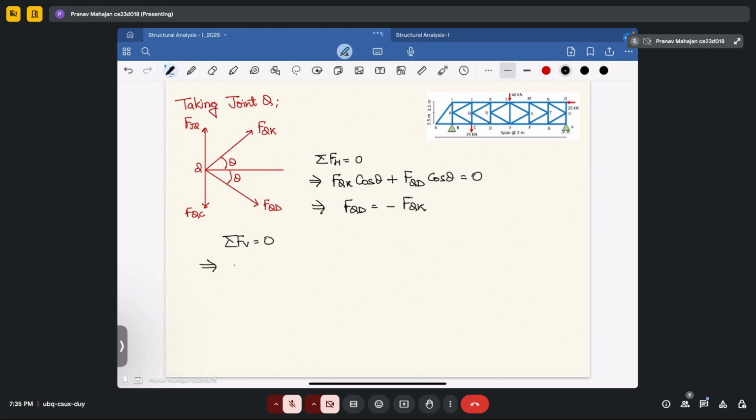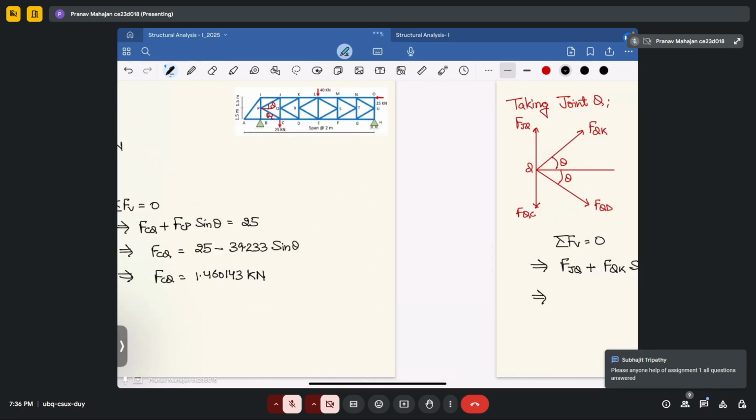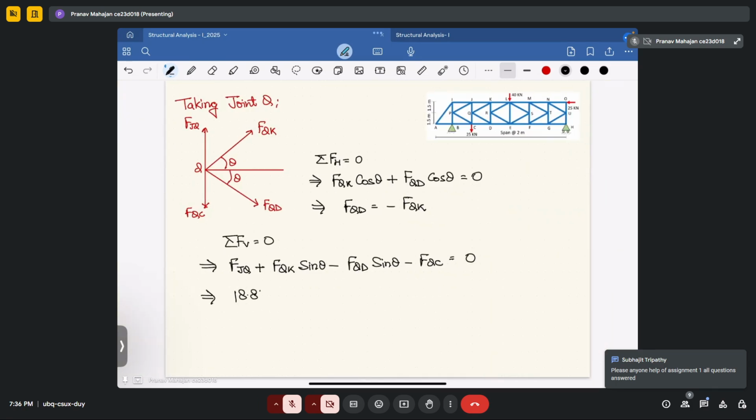That will give you summation of FJQ plus FQK sine theta minus FQD sine theta minus FQC to be equal to 0. FJQ you already have calculated. What is the value of FJQ? It is 18.832. FQK you have to calculate, and FQD. So I will write it as 2 FQD sine theta.